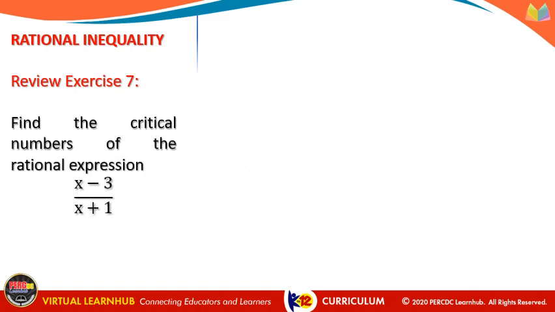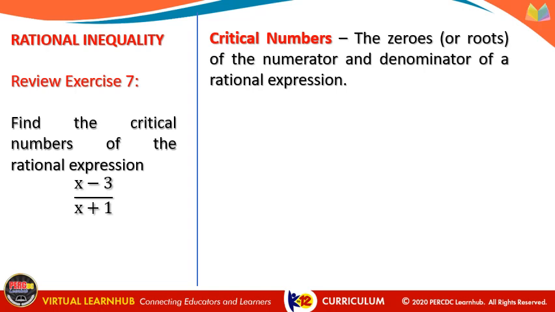Now, by definition, critical numbers are the zeros or roots of the numerator and the denominator of a rational expression. So, ibig sabihin nito, ganito lang yan. To get the critical numbers, kunin mo yung x na magpapa-zero sa numerator at yung x na magpapa-zero sa denominator. So, yun lang yan. So, critical numbers ay mga numbers na magpapa-zero sa numerator at sa denominator.